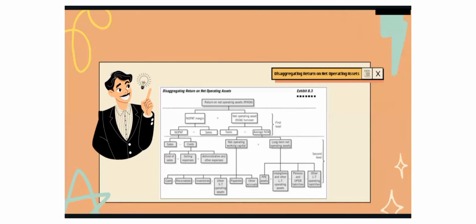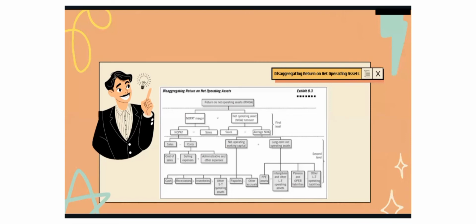NOPAT can be calculated by sales minus the total cost. In this slide, you can see that there are three types of cost. The first is cost of sales, then selling expenses, and administrative and other expenses. And the average NOA can be calculated by the net operating working capital plus long-term net operating assets.